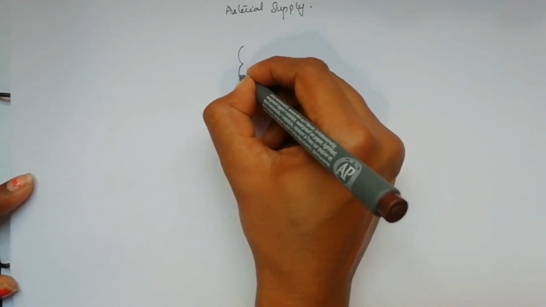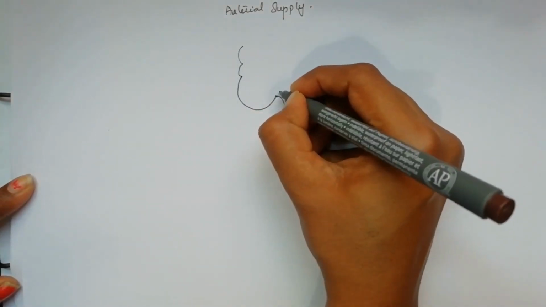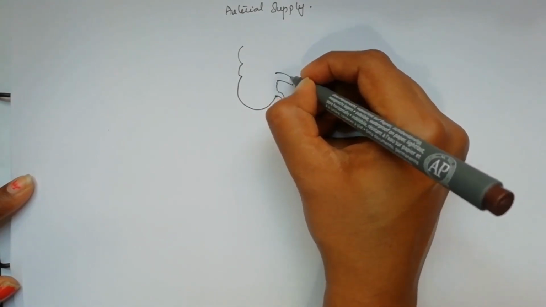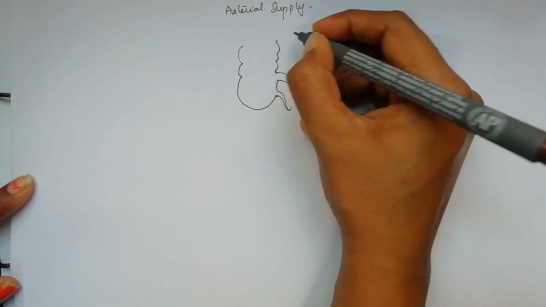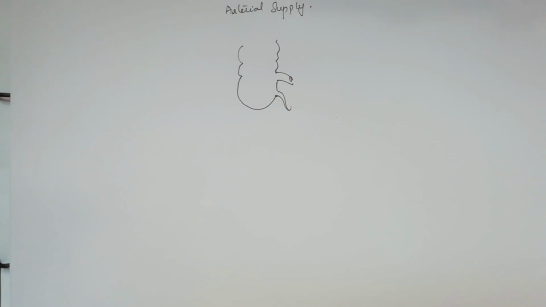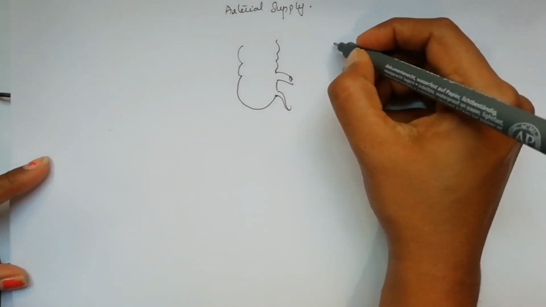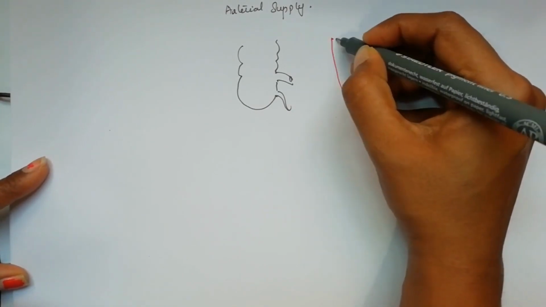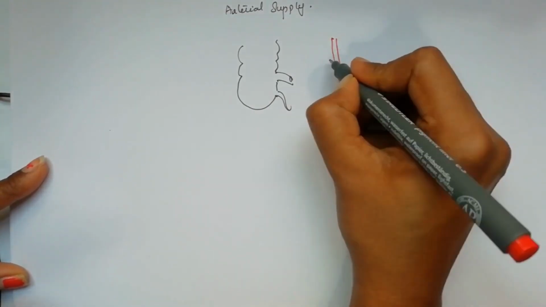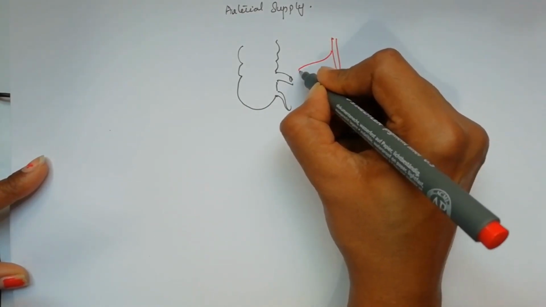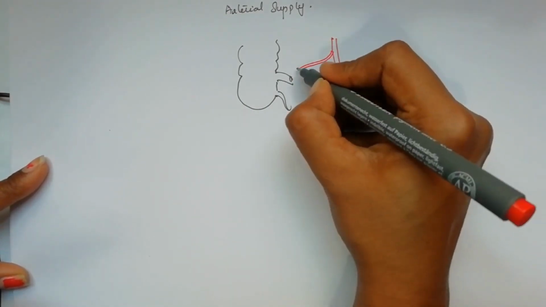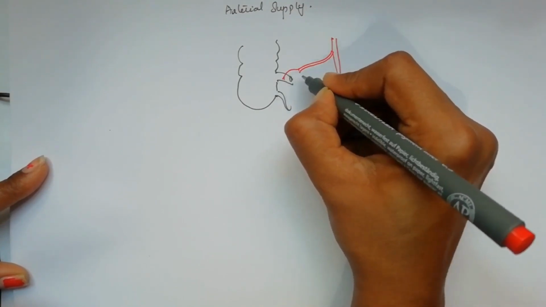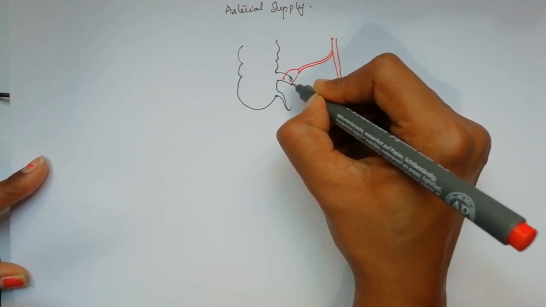Arterial supply is mainly by two branches coming from the ileocolic artery. So we have our cecum, appendix, ileum. Now we have our superior mesenteric artery, and from the superior mesenteric artery we have an artery called the ileocolic artery. From the ileocolic artery we have an anterior branch and a posterior branch.